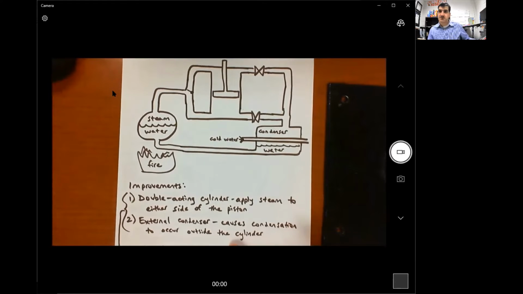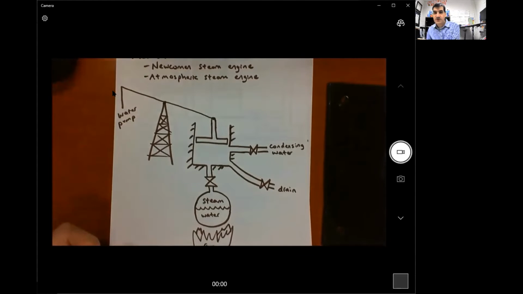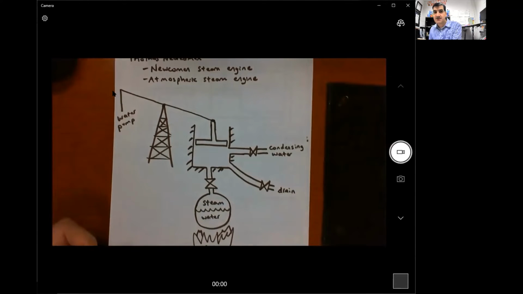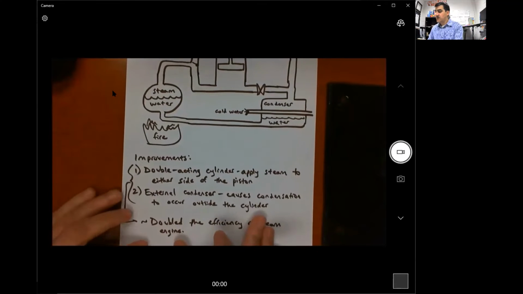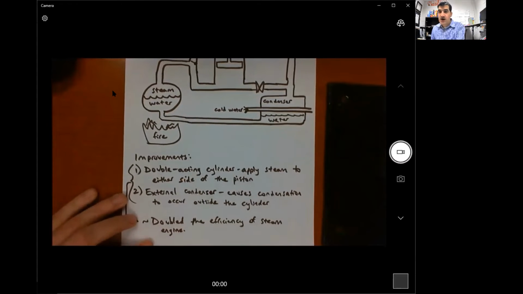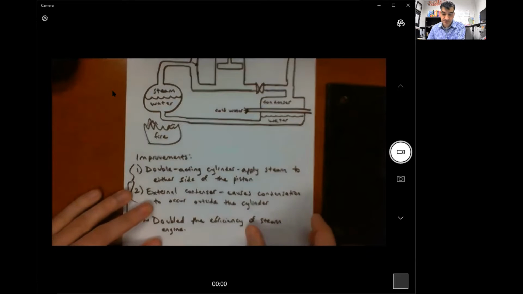I want you to remember some principles about how the Newcomen engine worked. What was its power stroke? How did it get its power? How did it do work? And then I definitely want you to know these improvements that James Watt made, and I want you to understand how pretty massive of an improvement that was.